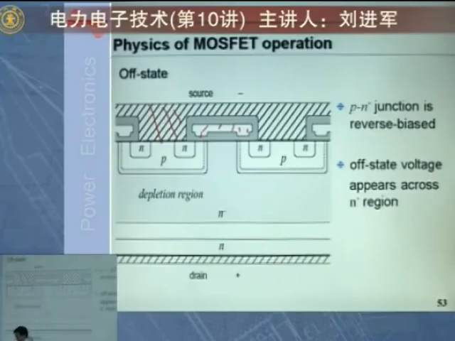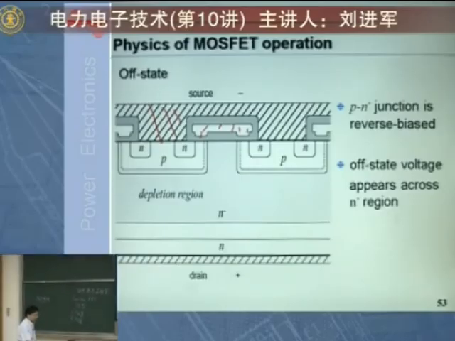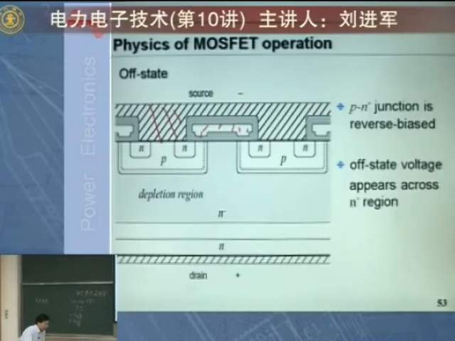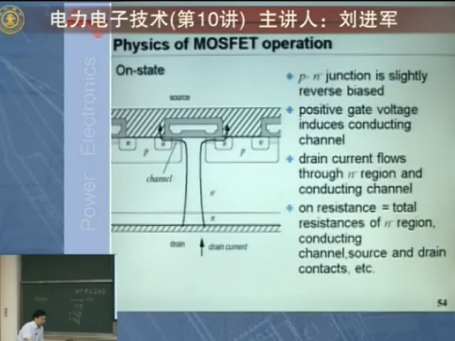And this is a P layer. You see, this is the source, this is the gate. You have N and P, and this P-N junction here is reverse biased. So you cannot have current flowing through. Okay, when you apply positive voltage between gate and source, what happens?